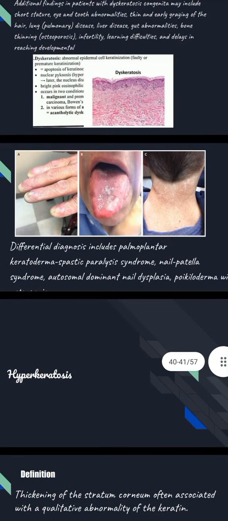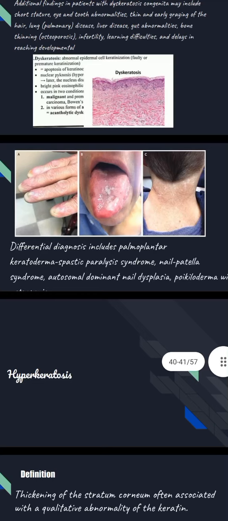The differential diagnoses include palmoplantar keratoderma spastic paralysis syndrome, nail patella syndrome, autosomal dominant nail dysplasia, poikiloderma.